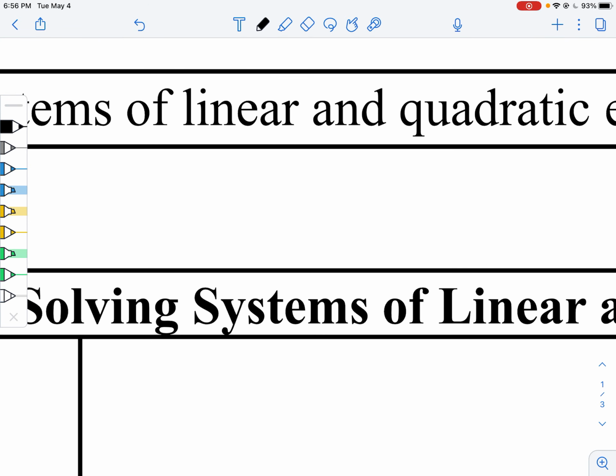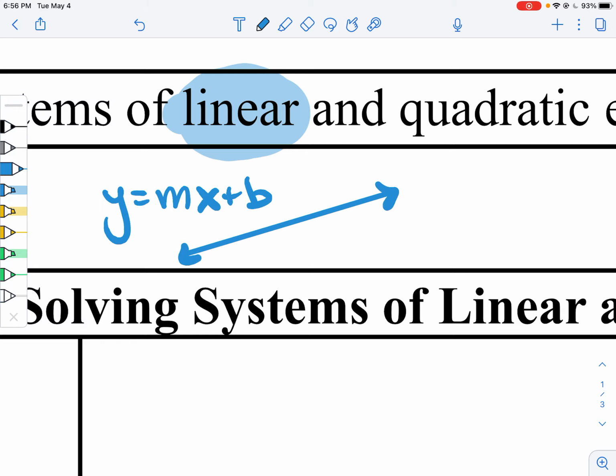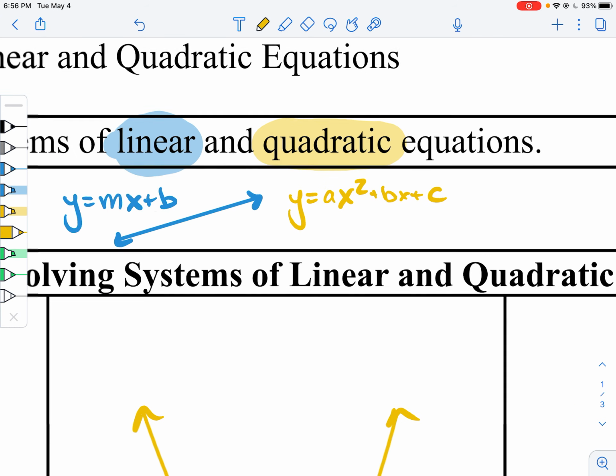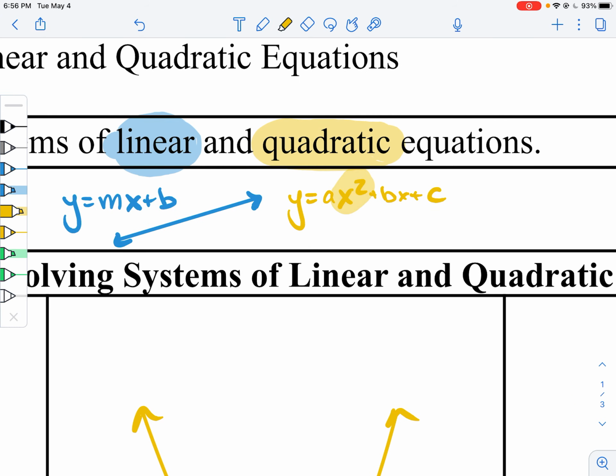Remember, a linear equation is something that is in the shape of a line. So a linear equation will always have y equals mx plus b, and it'll be a straight old line just like that. A quadratic equation, on the other hand, is where you have y equals something times x squared, usually ax squared plus bx plus c. Quadratic is where you have an x squared. Linear is where you've got just an x.